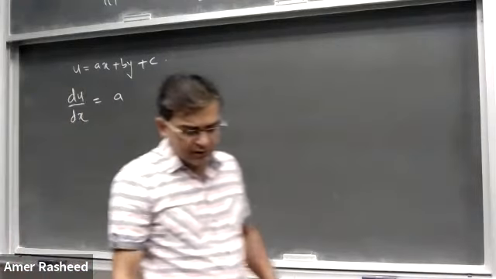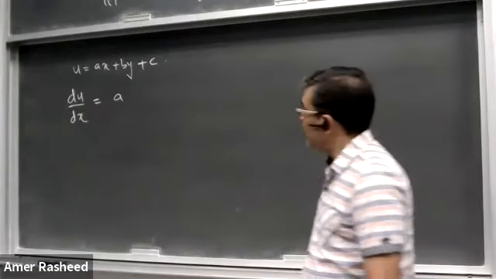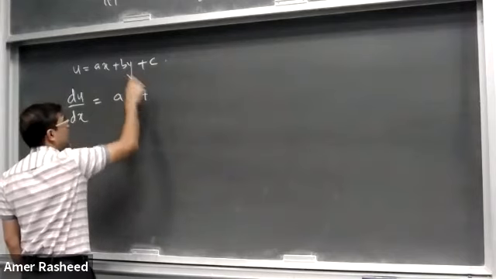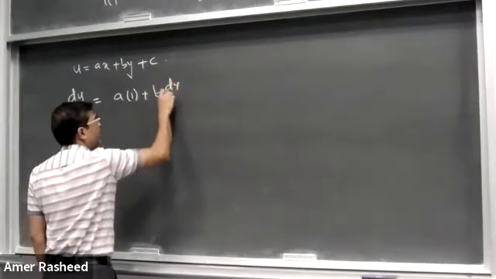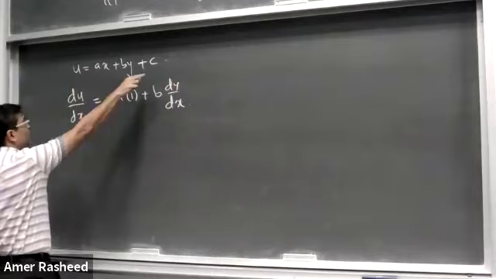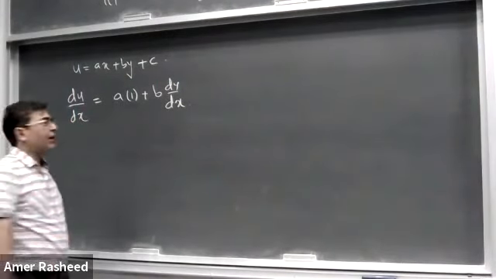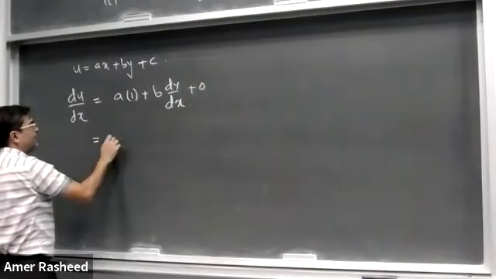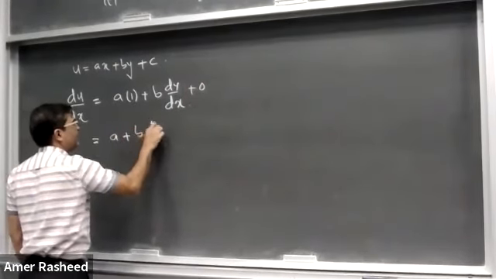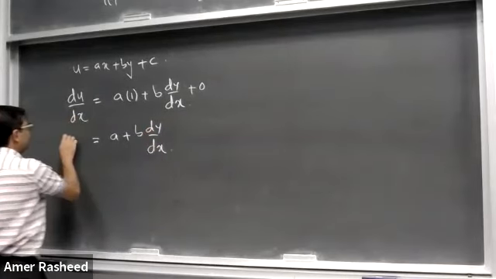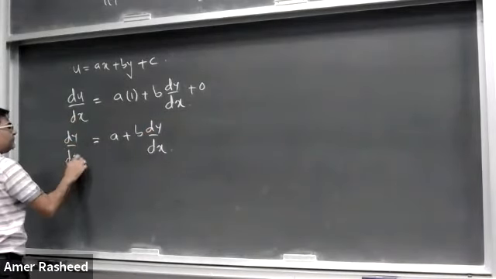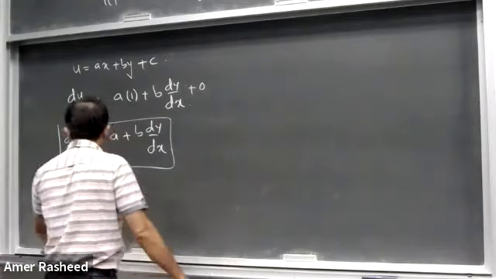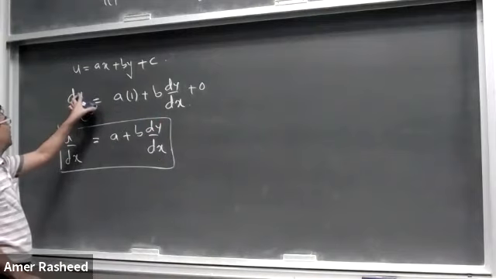The remaining term is 0. So the derivative of x becomes 1, plus b times dy by dx comes in, because we are differentiating both sides with respect to x, plus the derivative of the constant, which is 0. So du by dx is in fact a plus b times dy by dx. Sorry, here we have u, du by dx, not y.